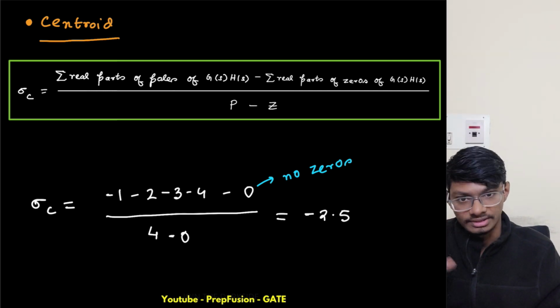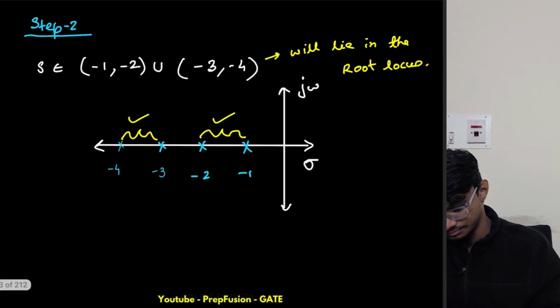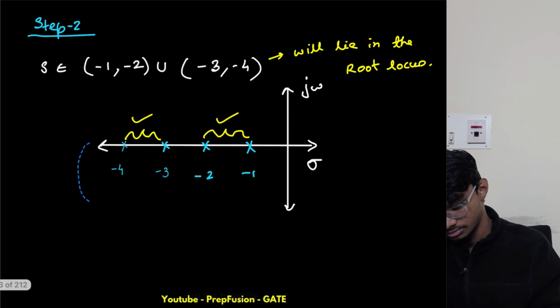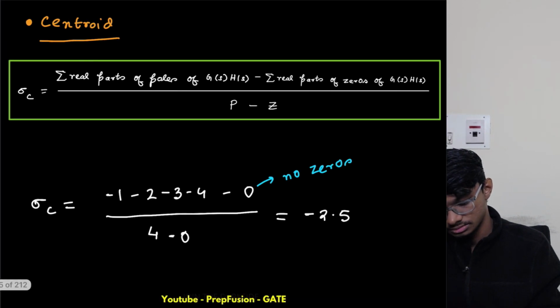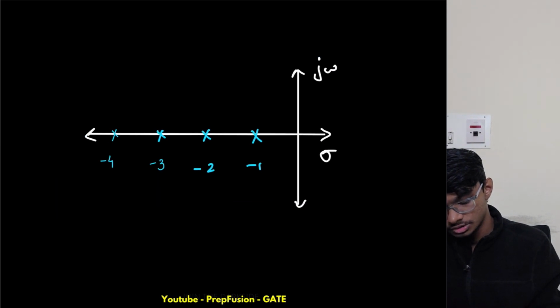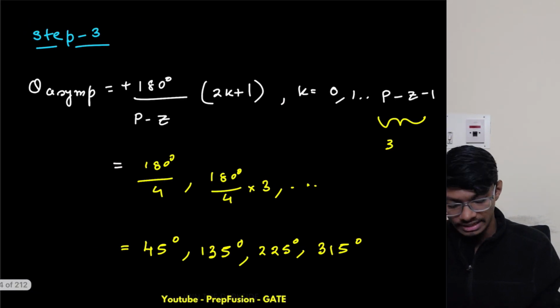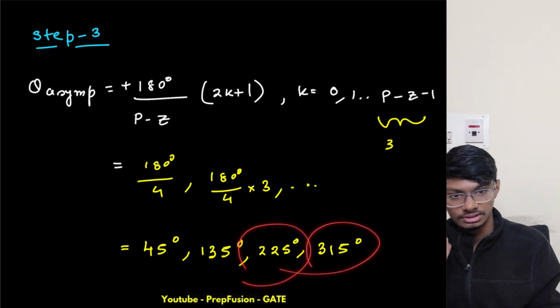Now what does that mean? Let's see. Let me copy this one and draw the asymptotes, where they are present, and draw the centroid of them. So I see that my asymptote angles are 45, 135, 225, and 315.